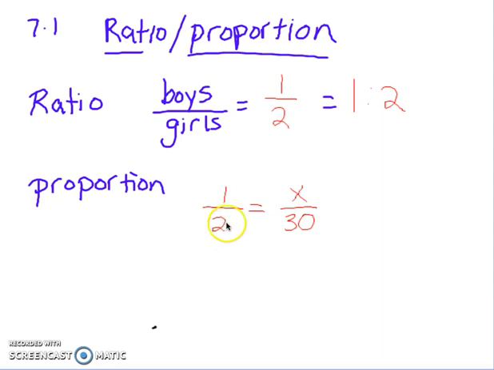For this proportion, if we wanted to set it up, we could say if we had 1 boy to every 2 girls, and we wanted to know how many boys there would be if we had 30 girls. We want to solve for x, so we cross multiply to get x by itself. 30 times 1 is 30, and when we divide that by 2, we find that x equals 15. So if we had 30 girls, then we'd have 15 boys. Our answer is 15.